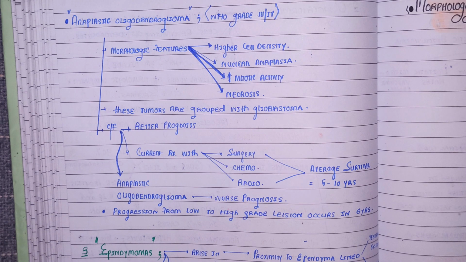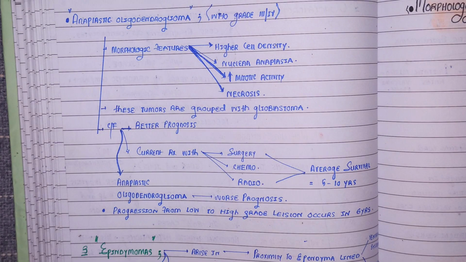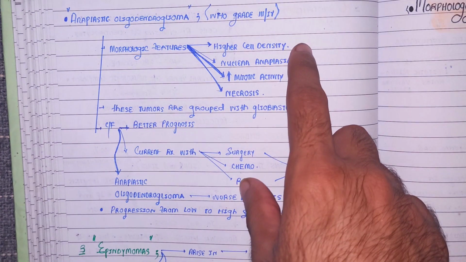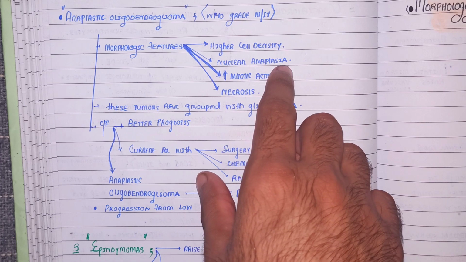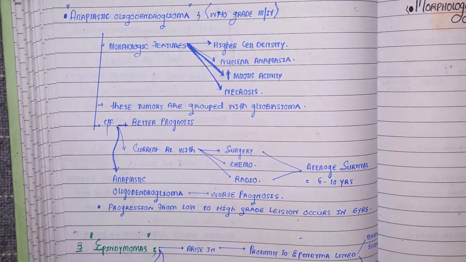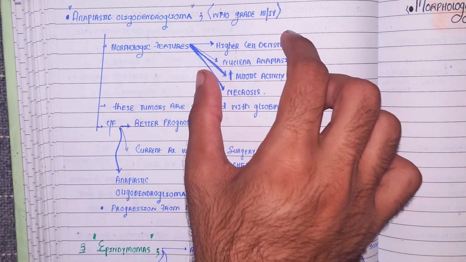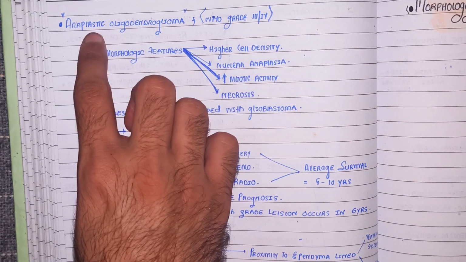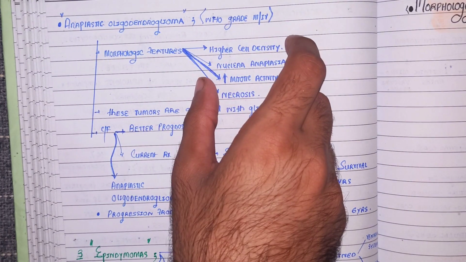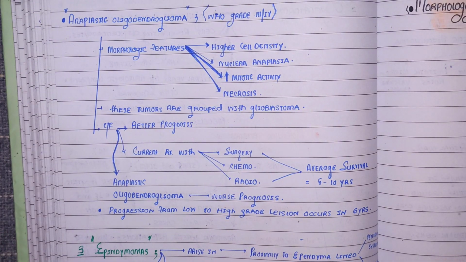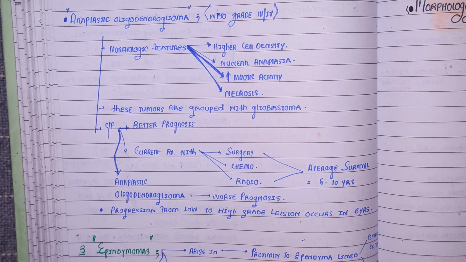So what are the histologic features present in the anaplastic oligodendroglioma which actually make it a high grade tumor? The presence of higher cell density, because mitosis is more, along with nuclear anaplasia, nuclear atypia, and there is the presence of necrosis. If these features are present in your oligodendroglioma, it is anaplastic oligodendroglioma, that is the high grade tumor, grade 3. If these features are not present, go to the previous page, it is grade 2 oligodendroglioma, right beta?